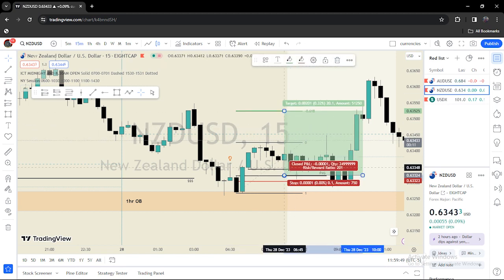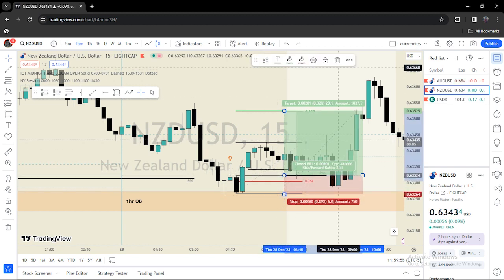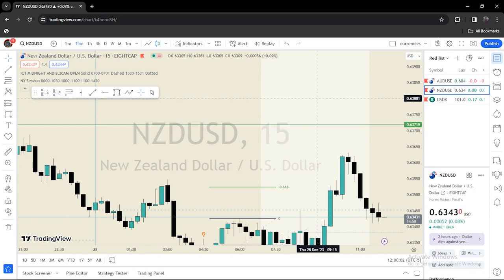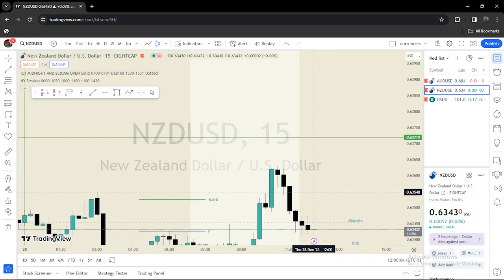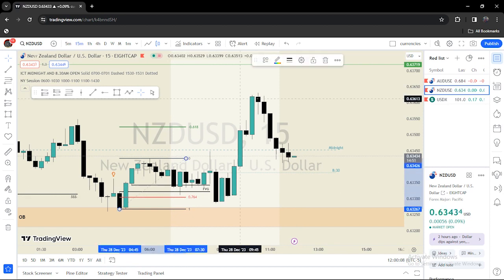So this is how I caught my setup, like the one that I showed you before and after. After catching the setup, it went up, but then I'm expecting price to come here and also there, so it gave me another opportunity. There's another opportunity there again that I'm waiting for.